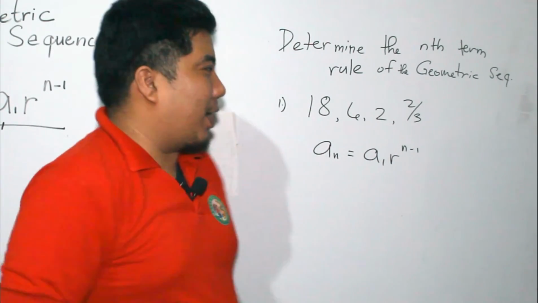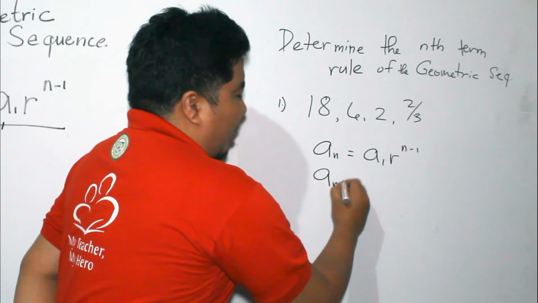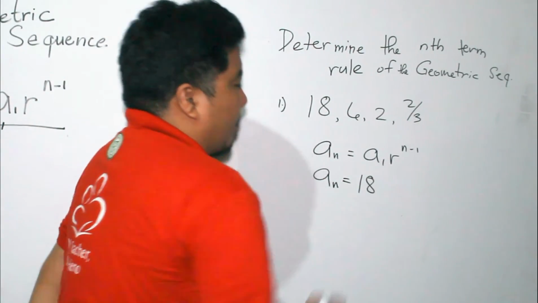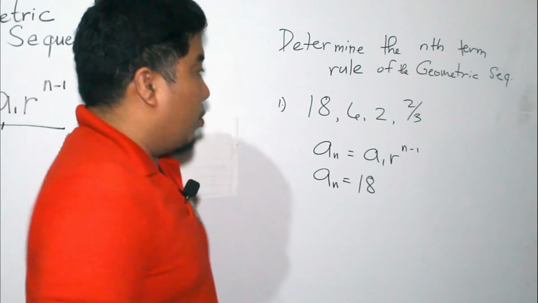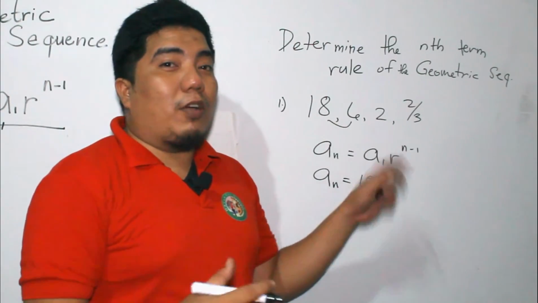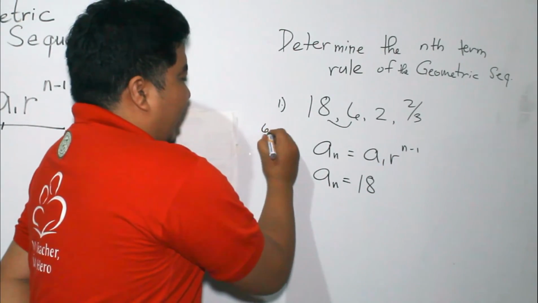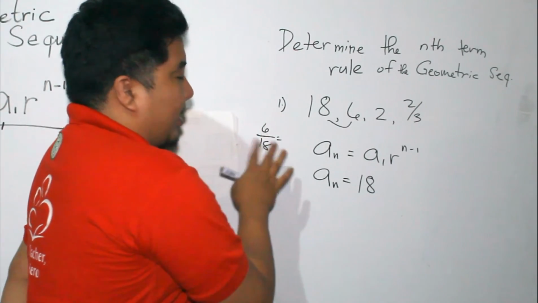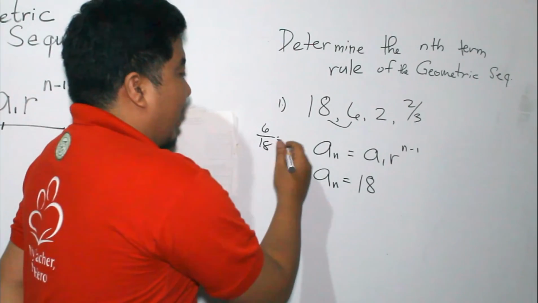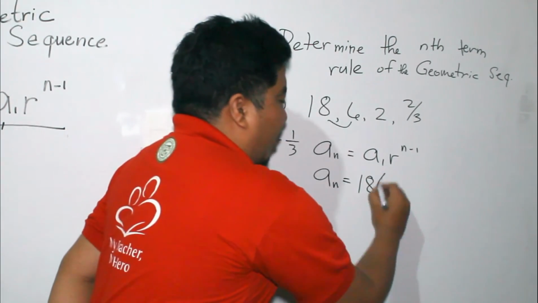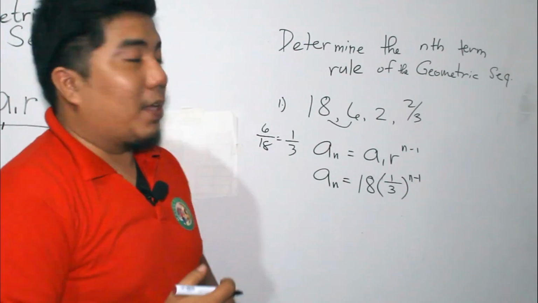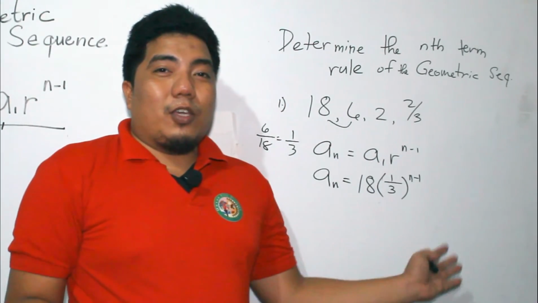No more, no less. Since this is a sub n, you copy that one. Our first term is 18. Our r here is still unknown. But remember, you can get the r by considering the quotient of your second and your first. So that is 6 over 18. And since this can be reduced, you'll just get the lowest term, and that is 1/3. So therefore, this is 1/3 to the n minus 1. So this will now be your formula.